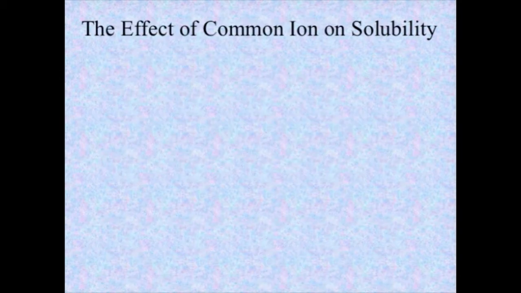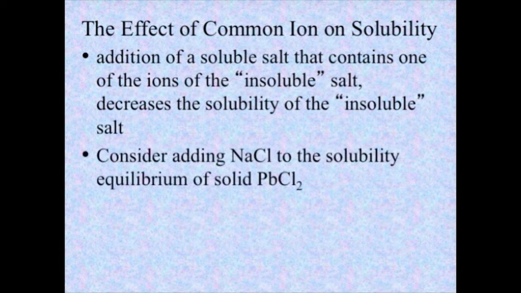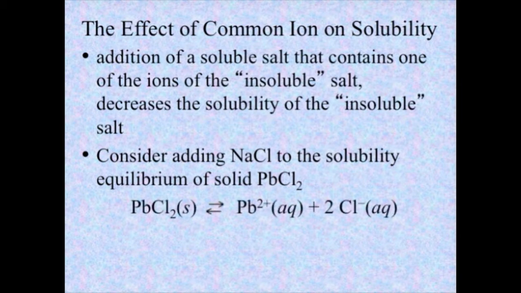Now let's look at the effect of a common ion on solubility. Addition of a soluble salt that contains one of the ions of the insoluble salt decreases the solubility of the insoluble salt. Consider adding sodium chloride to the solubility equilibrium of solid lead chloride. So here's our equilibrium, lead chloride breaking up into lead ion and chloride ion. Imagine adding some sodium chloride to this mixture. Chloride is the common ion, common to sodium chloride and common to lead chloride. But what effect is the added chloride going to have on the equilibrium?